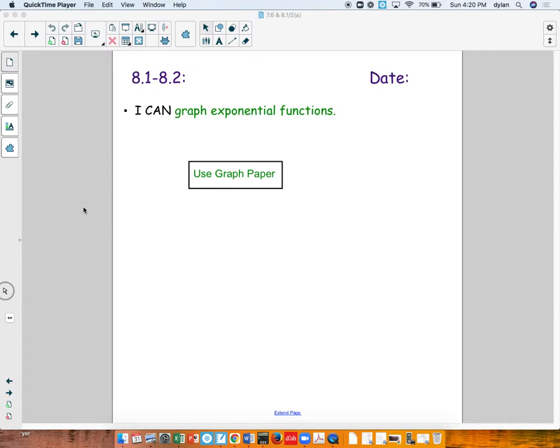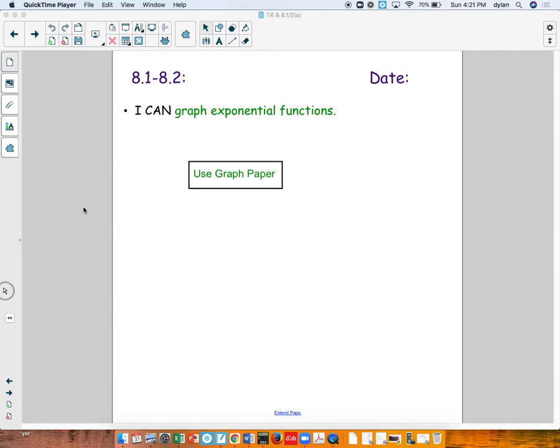Chapter 8 is pretty cool because we're going to learn something completely new and different this year, which is something called a logarithm. And a logarithm is the inverse of an exponential function. But before we can get there, we need to work with exponential functions a little bit as well.